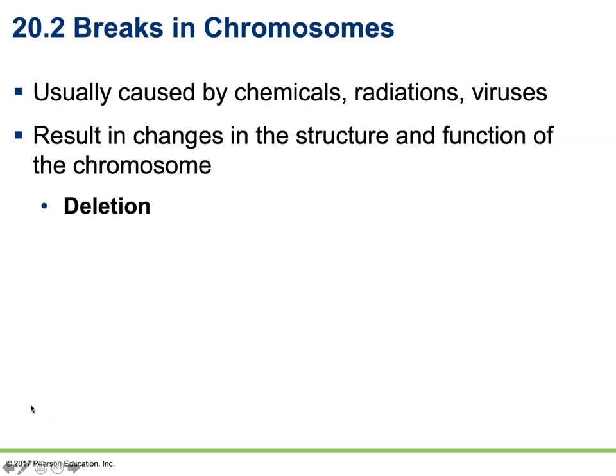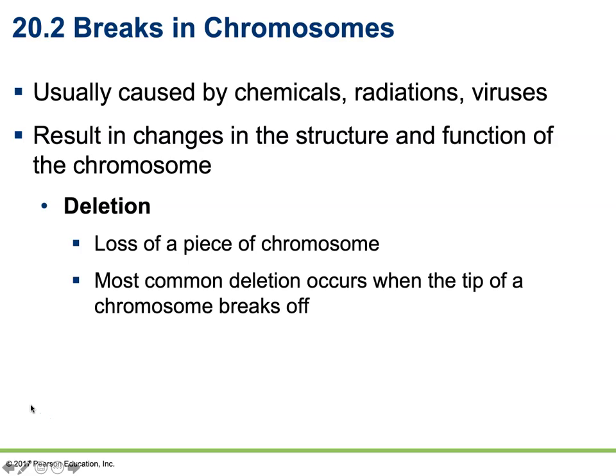One of the most common changes in the structure of a chromosome would be a deletion. A deletion is caused by a small part of the chromosome, usually the tip, being broken off. So it's just a loss of a piece of a chromosome. A great example of this would be Cri-du-chat syndrome, which is caused by deletion at the tip of chromosome 5.